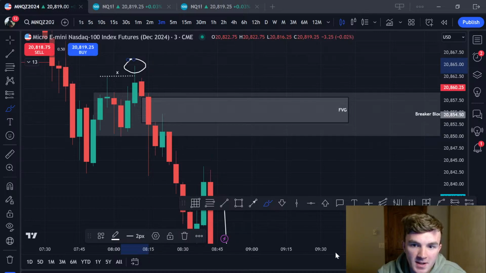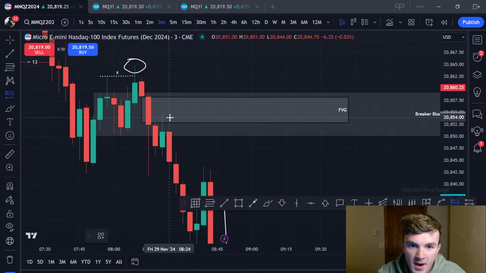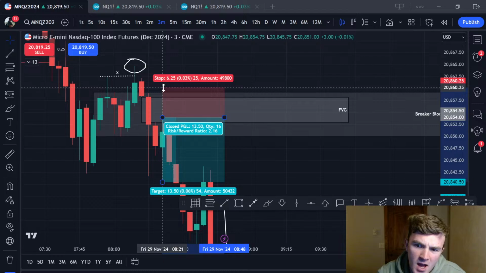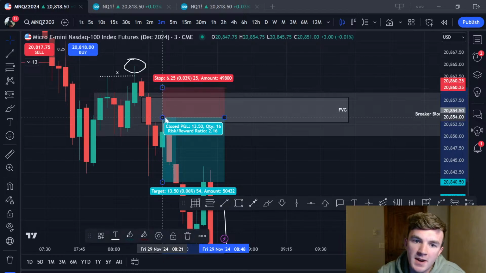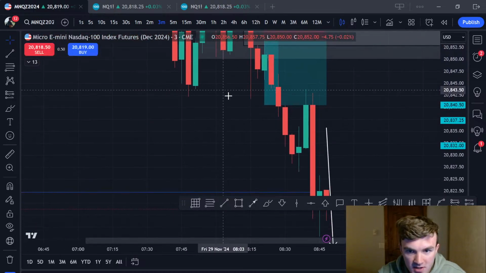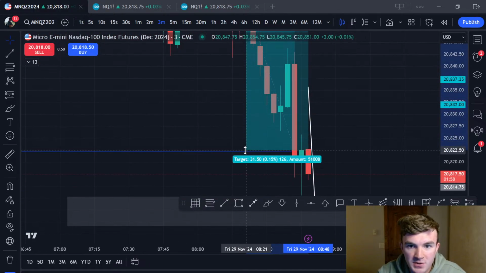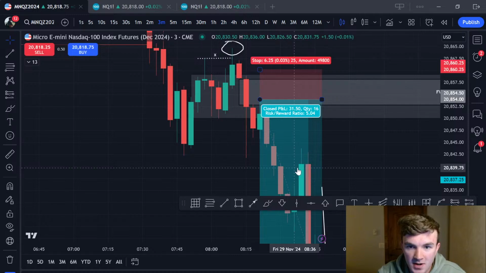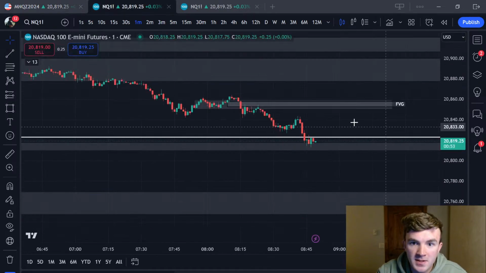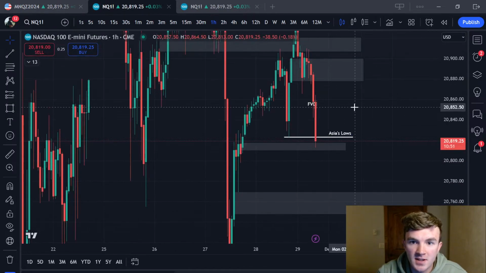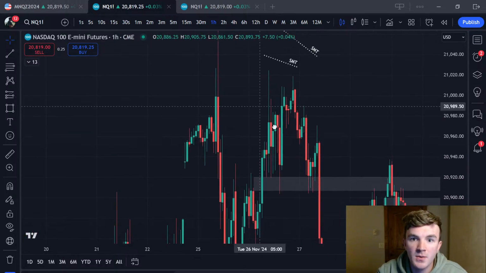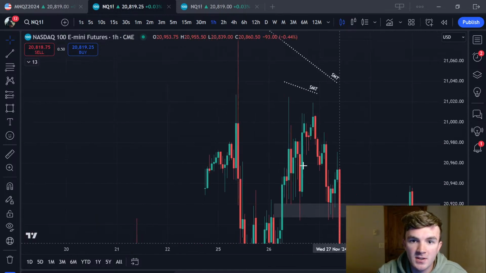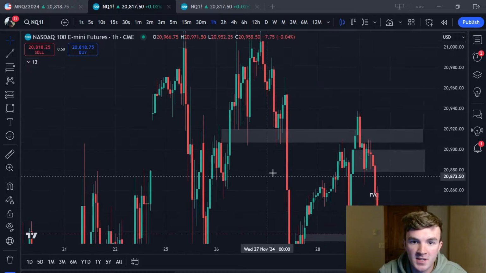We pushed back into here. This is where I would have entered, but I did not get on the charts this early. I got on the charts at 8:30. So I get on the charts, I see this already happened. Unfortunately, I couldn't get the entry, but then I would have targeted Asia's lows. And you can see how this is within the context of the higher time frame model, right? We got two bearish SMTs right here. So bearish SMT, bearish SMT.